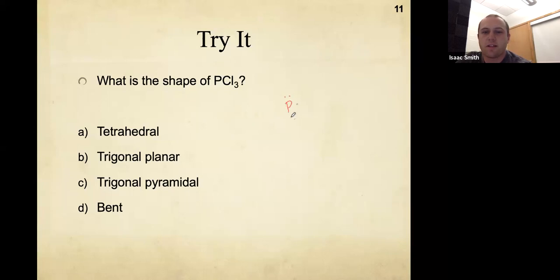So if I'm doing the Lewis structure for this guy here, I'm going to draw all my atoms with their valence electrons. This is the Lego approach that we talked about.